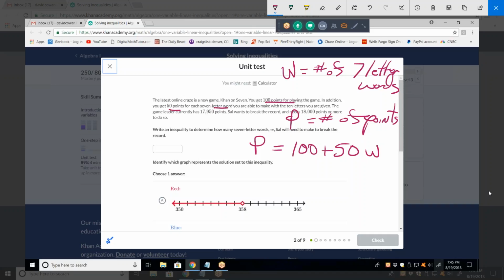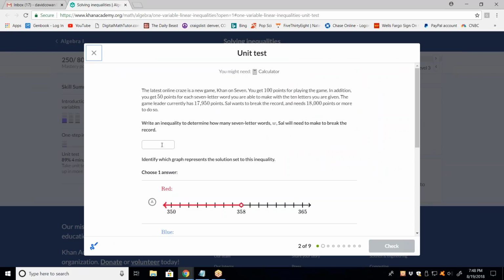So a better way of writing that, instead of P, is to use what P was equal to. That has to be greater than or equal to 18,000. They don't want it in terms of P. They want it in terms of W. Write an equation to determine how many W's are needed to break the record. So that's it: 100 plus 50W is greater than or equal to 18,000.